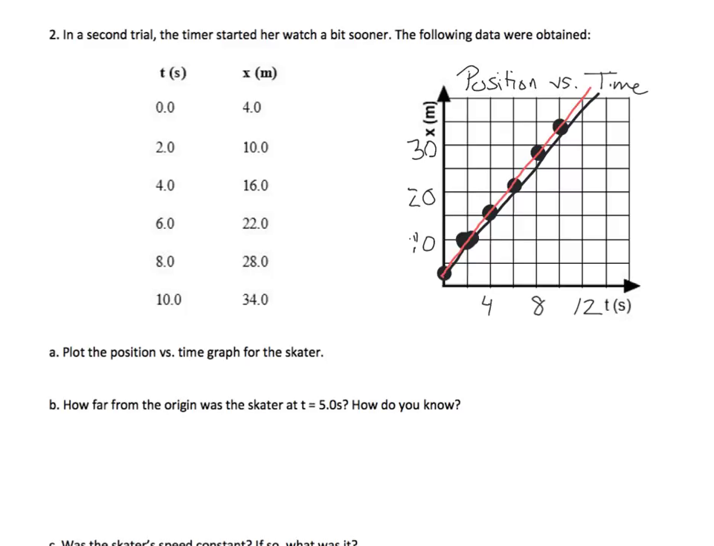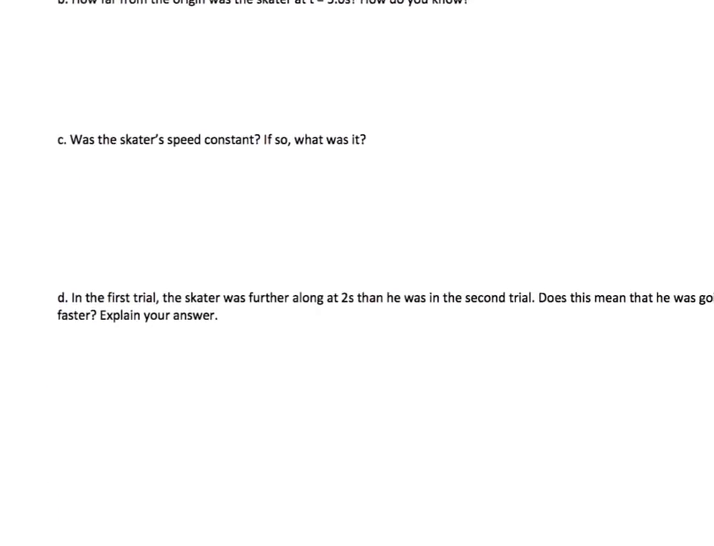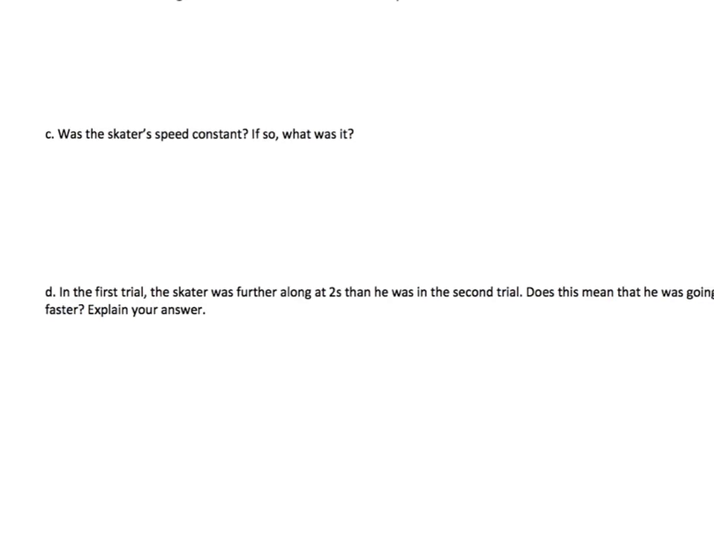How do we know? We go over to the time on this axis, we go up, and then we see where it connects over there. Was the skater's speed constant? If so, what was it?